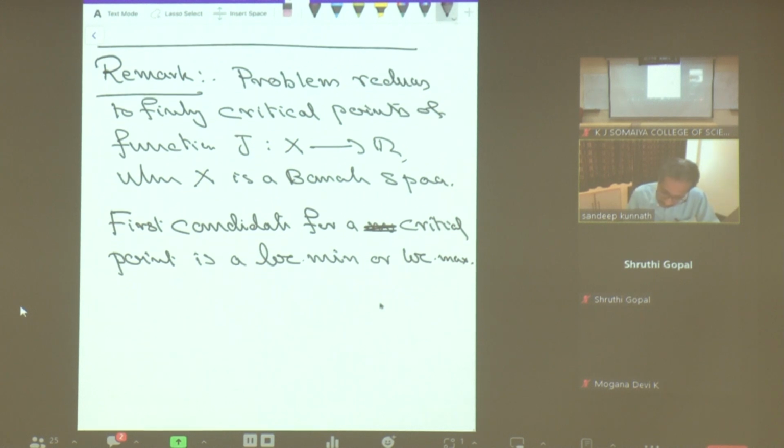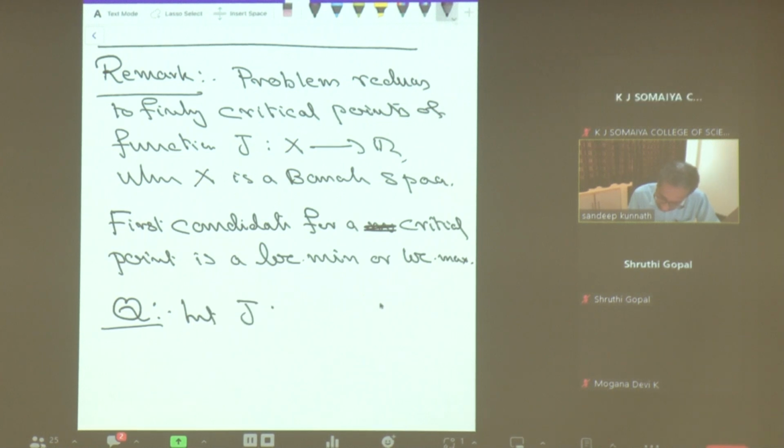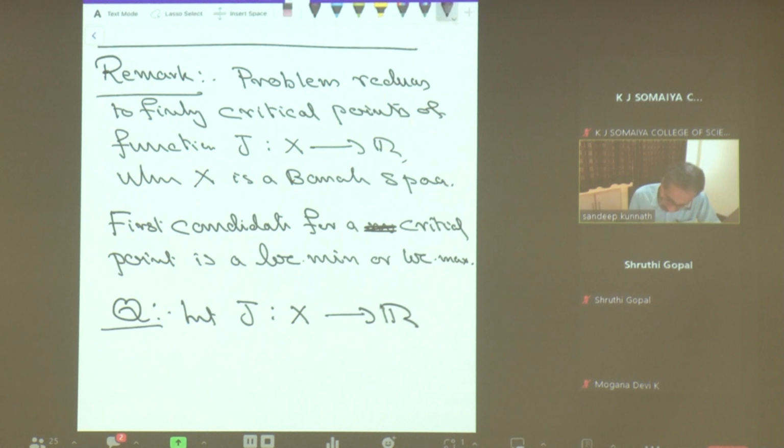So the question which I wanted to ask is, now let J from X to R be a function which is differentiable.